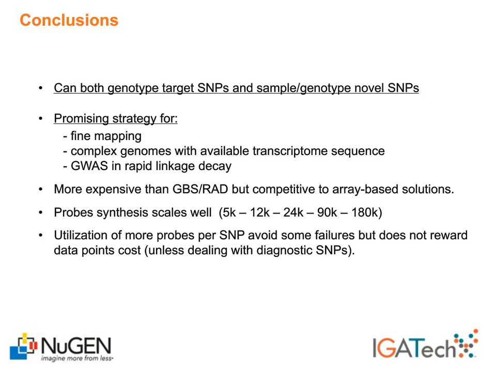This targeted enrichment system for genotyping purposes is a very promising strategy for experiments where it's required to do fine mapping. So let's say to generate genotyping data for a particular region of the genome, let's say an arm of a chromosome, or to deal with very complex genomes where a full genome sequence is not yet available and we just have the capability to access the transcriptome sequence. Or, as in our case, to perform genome-wide association studies where the linkage decay is very rapid and researchers must be able to tightly explore only the gene space of such a genome.